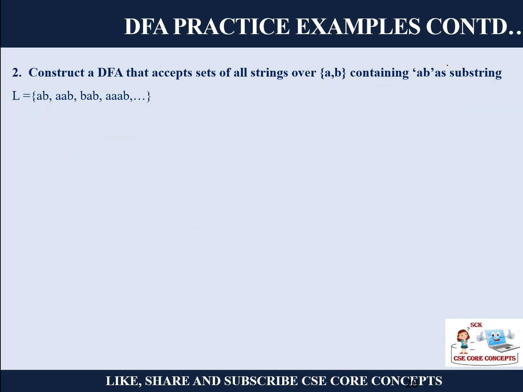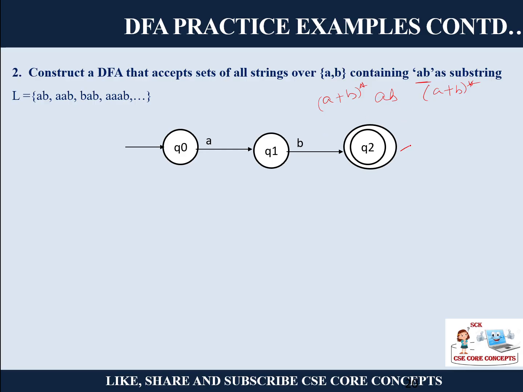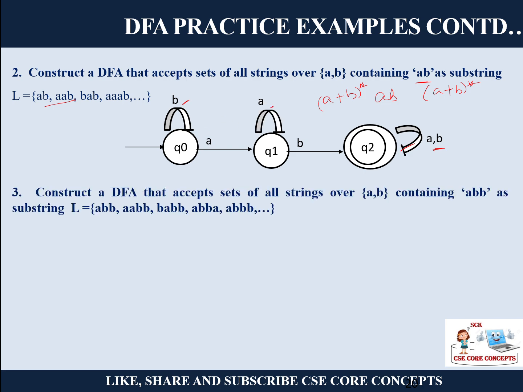Next, construct a DFA that accepts strings containing AB as a substring. Now, when you have AB as a substring means what? Before this AB, you can have any number of A's and B's, and after this AB also you can have any number of A's and B's. So you have A, B, and you reach the final state. So this is your language, right? After AB, you can have any number of A's and B's, and before it you can have any number of B's before A, and any number of A's before A.